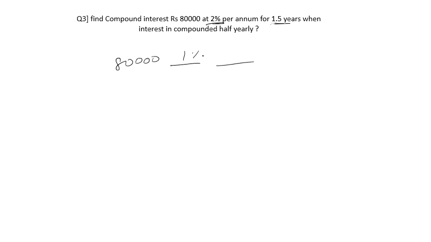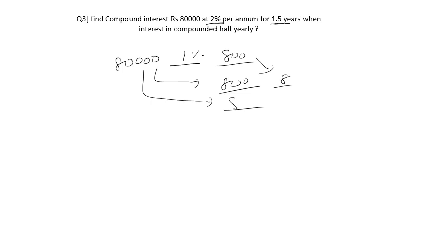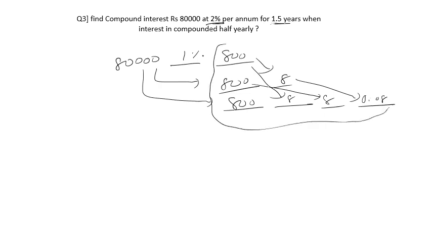The interest will be 1% of this. For the second 6-month period it will be 800, and again 1% of this is 8. For the third 6-month period, because 1.5 years is 3 half years, this is 800, and this is 8. This is 8, and this is 8. 1% of 8 is 0.08. Now summing all of this will give me the answer.